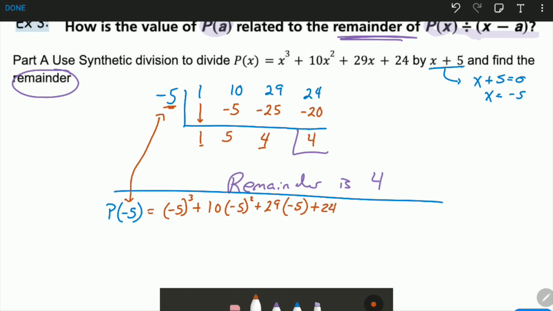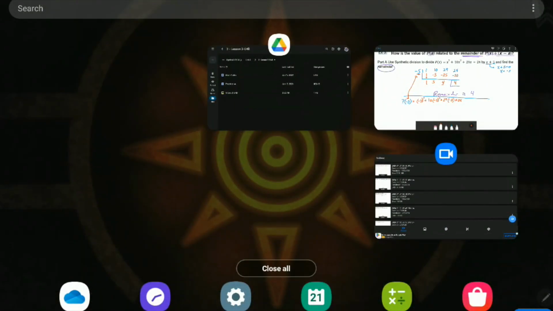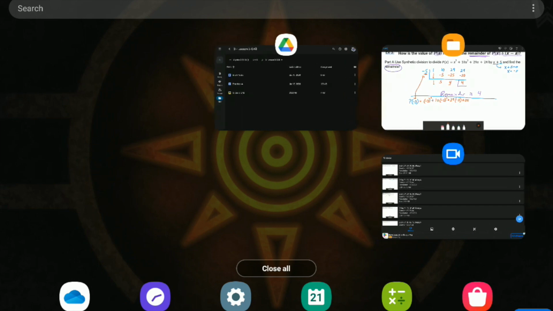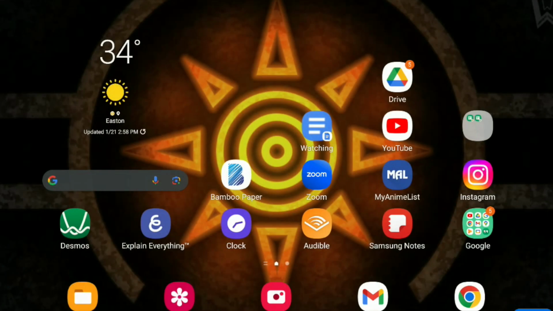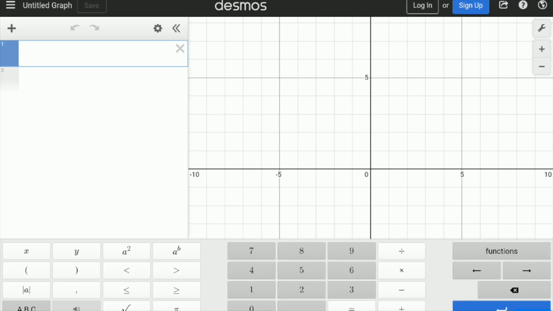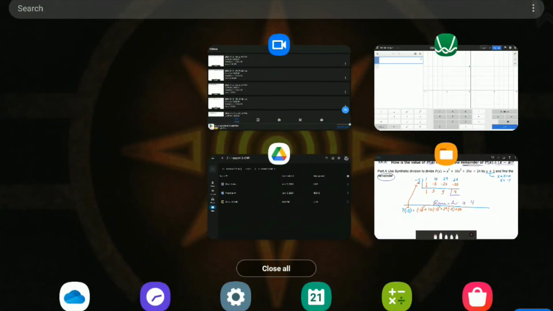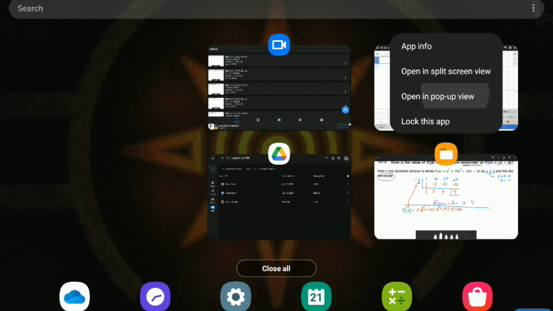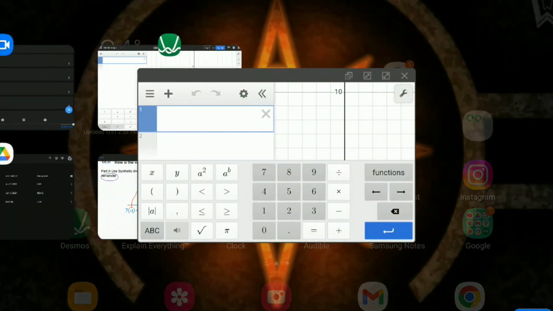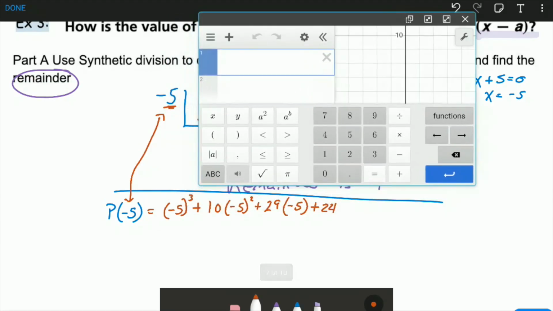So we can do this in a few different ways. We can do it by hand, or we can type it in a calculator if it does order of operations for us. And I believe I have Desmos somewhere on here. Yep, there we are. So let's pull up Desmos here. Pop-up view, and okay, there we go. Forgot to get that ready ahead of time.